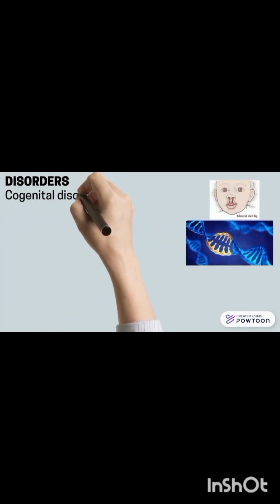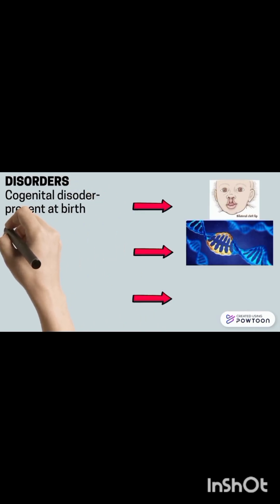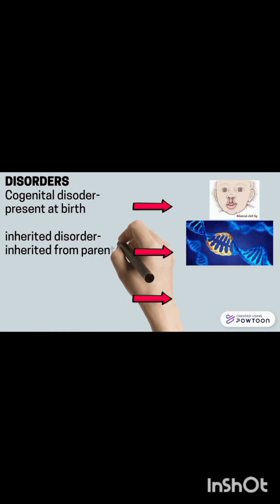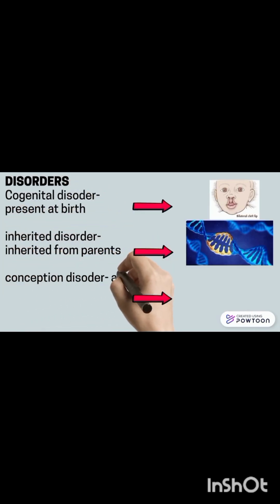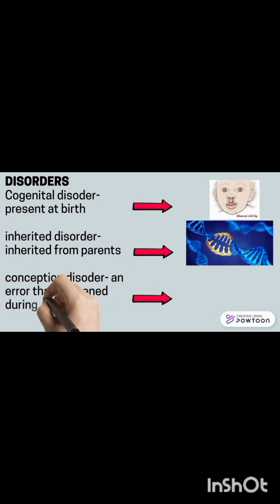As said, we have 3 disorders. Number 1 is the congenital disorder, which is present at birth and can be caused by genetic or prenatal environmental factors. 50% of these disorders are caused by unknown factors and 50% by genetic factors.